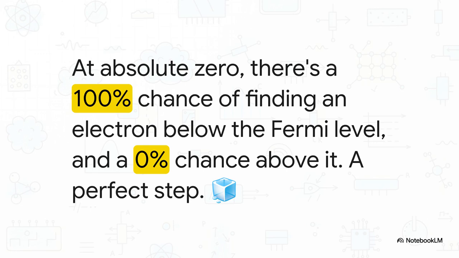So what does that equation actually tell us? Well, let's look at the simplest case, absolute zero, when temperature is zero. The math spits out a really simple answer. If the energy level you're looking at is below the Fermi level, the probability of it being filled is 100%. If it's above the Fermi level, the probability is 0, a perfect step.